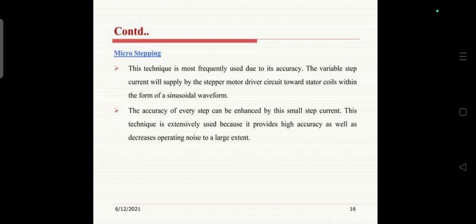This is the most frequently used due to its accuracy. The accuracy of every step can be enhanced by the small step current. This technique is extensively used because it provides high accuracy. It decreases the operating noise. So most stepper motors are used in micro stepping.